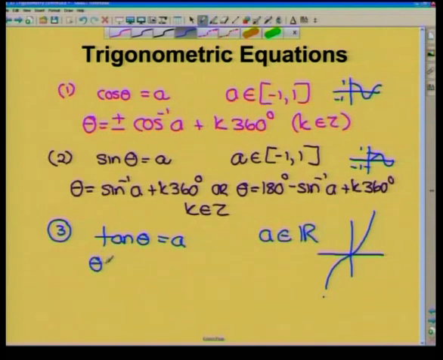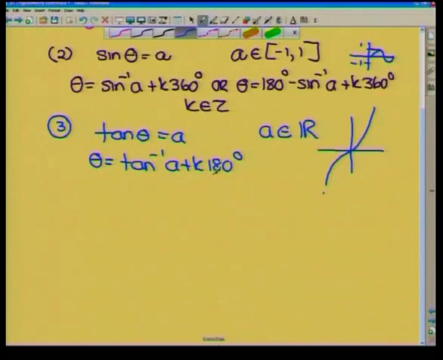So theta would equal shift tan A plus K180, remembering that the period of a tan graph is 180 degrees. Now, using these three definitions, we're going to go now and look at some typical matric questions.